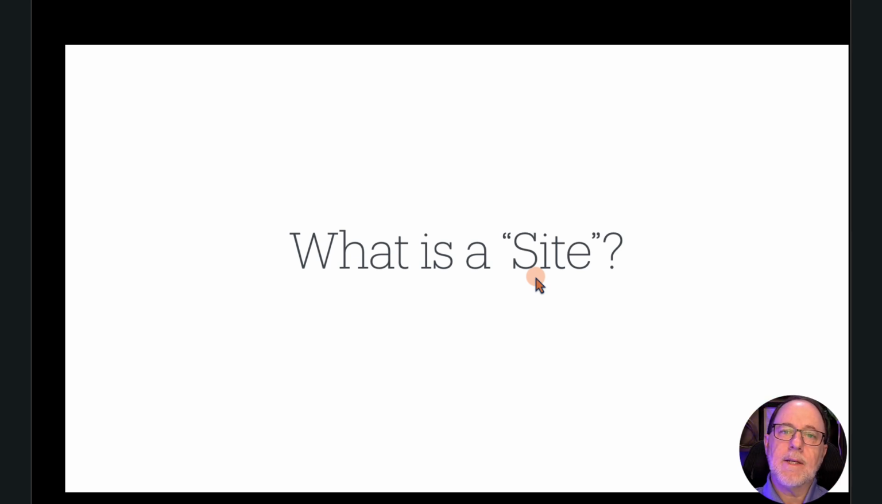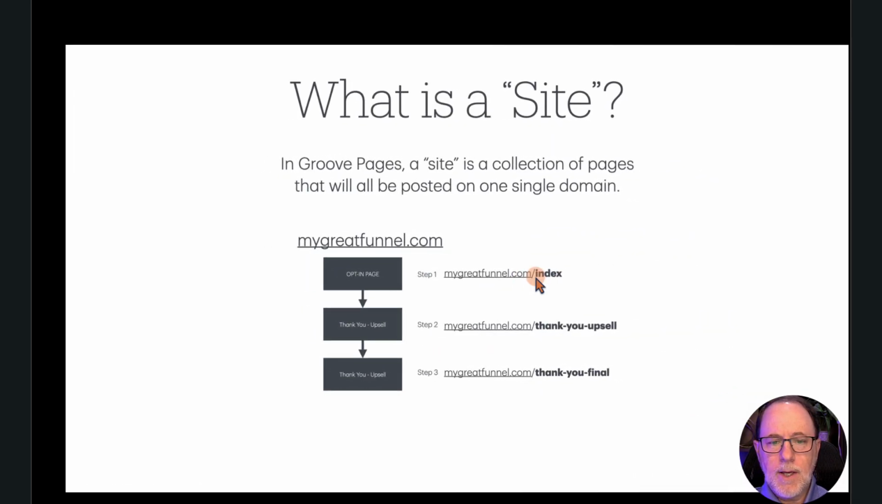So what we have in Groove Pages is we have these constructs called sites. And so here's how I define a site. A site in Groove Pages is a collection of pages that will all be posted on one single domain. And that's kind of the key principle there. Every page inside this site, so you can build hundreds of pages, and I've not counted mine up lately, but my site might have 100 pages in it because my site includes my main website, plus lots of funnels.